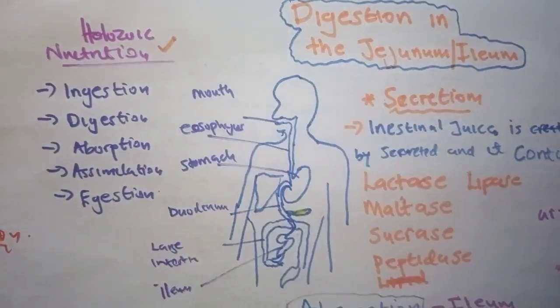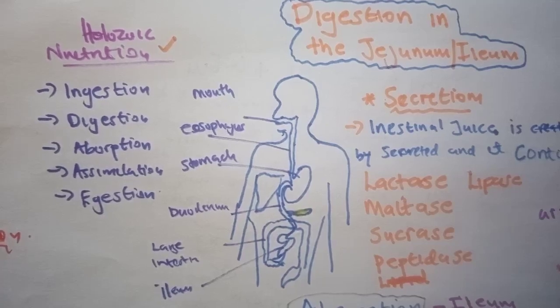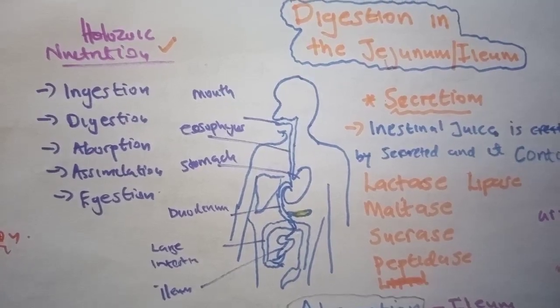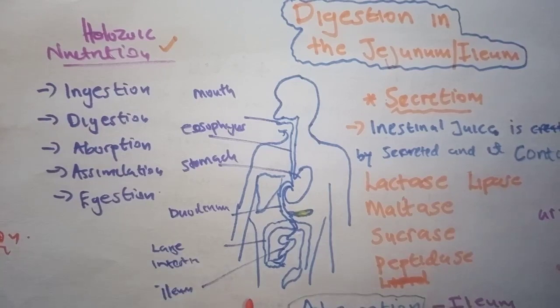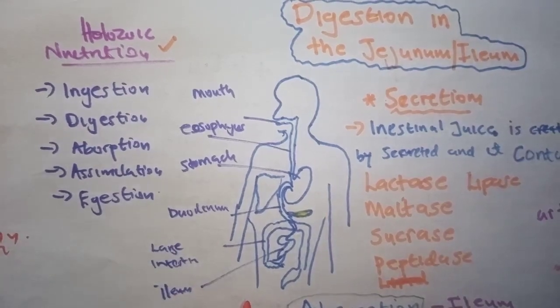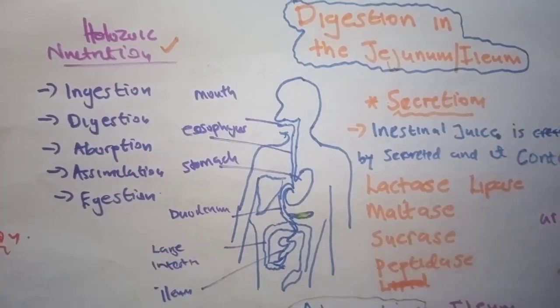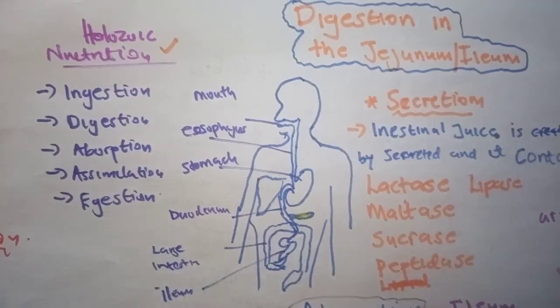When we talked about nutrition, we said we're going to start with holozoic nutrition. That's a type of nutrition which is carried out by mammals. Holozoic nutrition is under heterotrophic nutrition, whereby the organisms here are not able to make their own food, hence they simply rely on other animals to provide for them food.